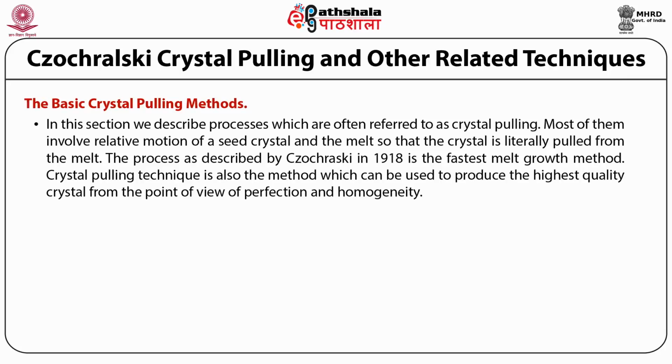Most of them involve relative motion of a seed crystal and the melt, so that the crystal is literally pulled from the melt. The process, as described by Czochralski in 1918, is the fastest melt growth method. The crystal pulling technique is also the method which can be used to produce the highest quality crystal from the point of view of perfection and homogeneity.